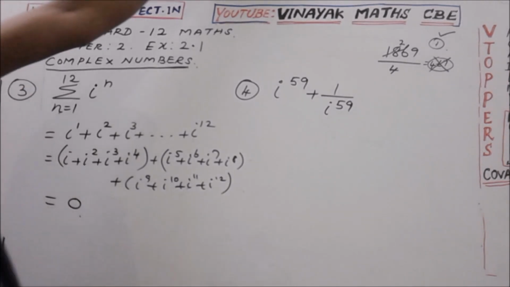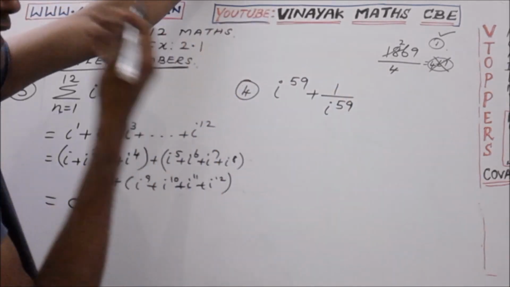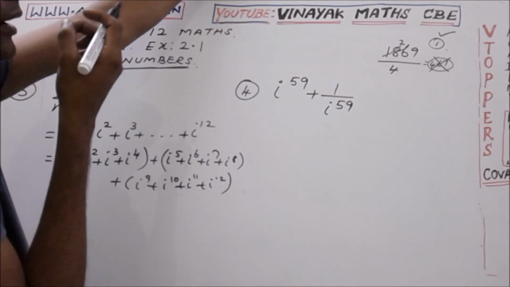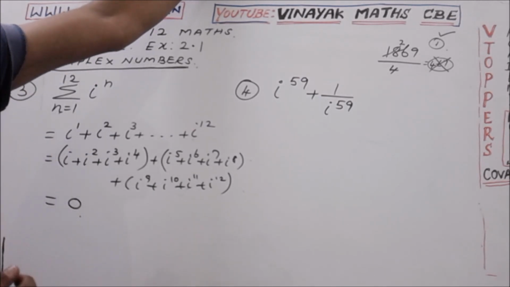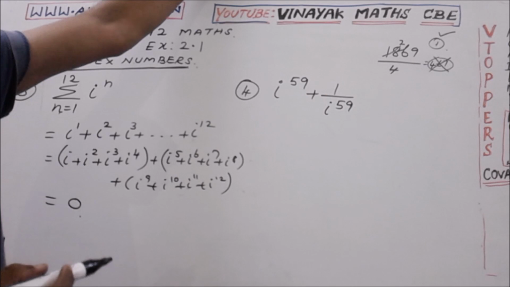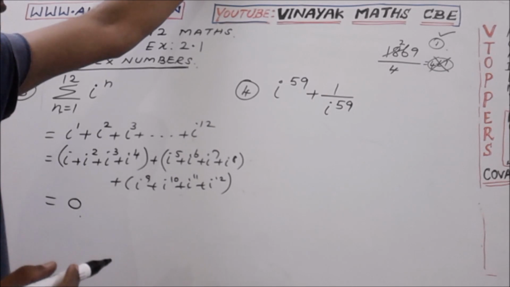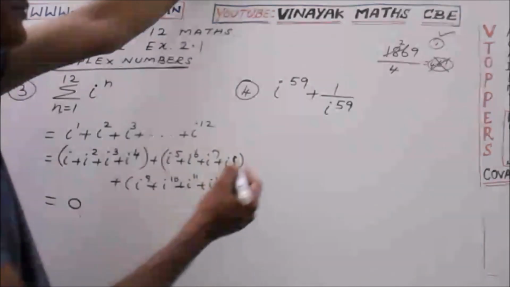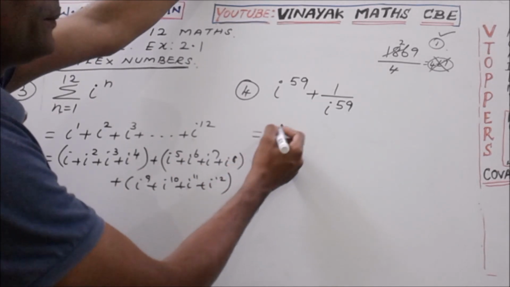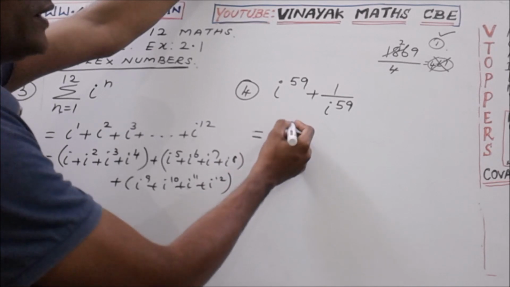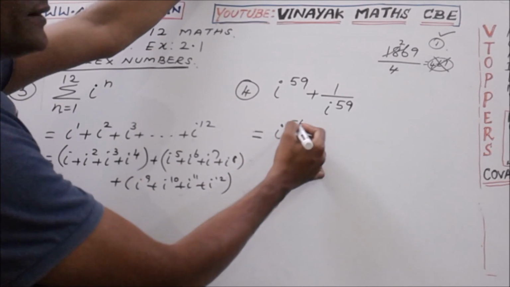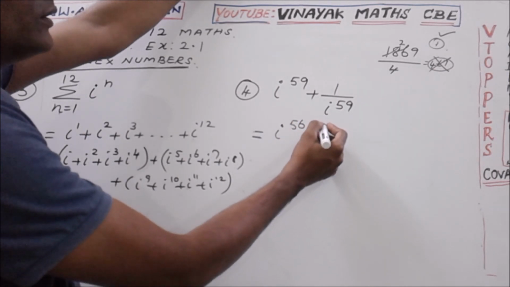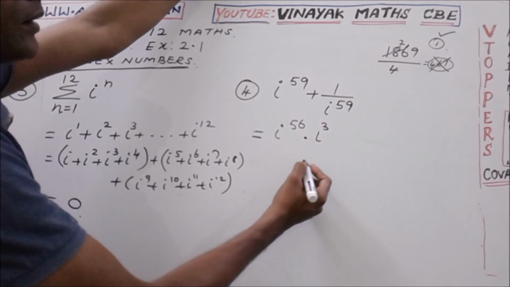Fourth question: i to the power 59 plus 1 by i to the power 59. Now in 59, the multiple of 4 is 56. Then we can split it as i to the power 56 plus 3, and we can split it as i to the power 56 into i to the power 3.